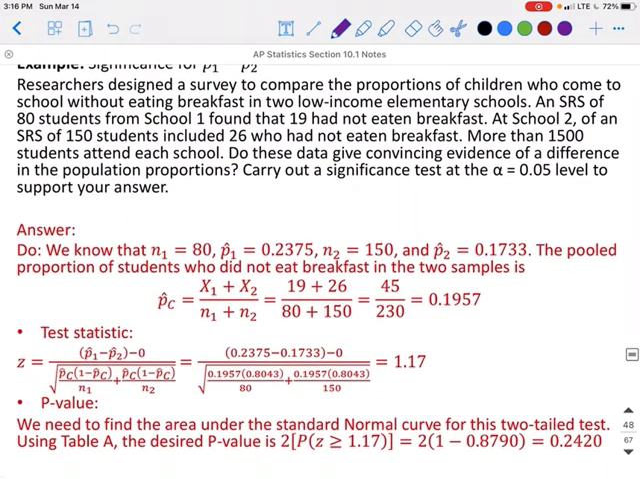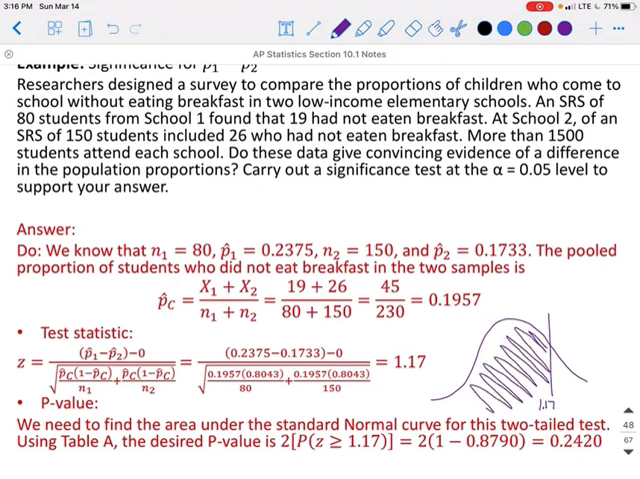To find our p-value, we need to find the area under the standard normal curve. Now remember, 1.74 is going to be towards the right, and if you look at your table, it's going to give you the area to the left of that. So we need to do 1 minus the area. So if the area is 0.8790, if we do 1 minus that, that'll tell us the area to the right, or the area greater than. But this was a not equal to problem, so this is a two-tailed test. So once you find that area, you will have to multiply it by 2 to find the p-value. And this is going to give us a p-value of 0.2420.